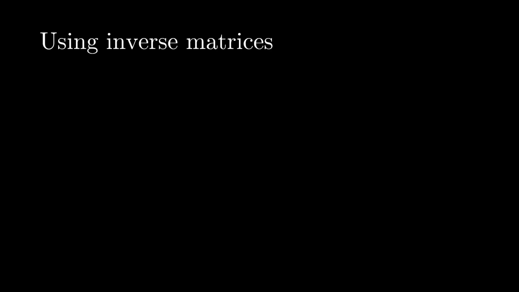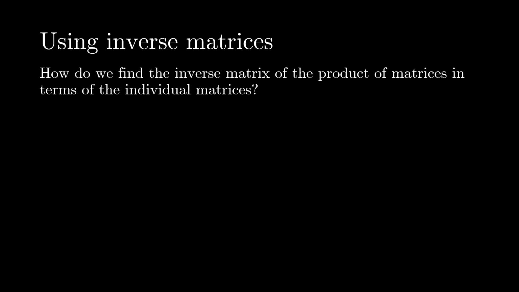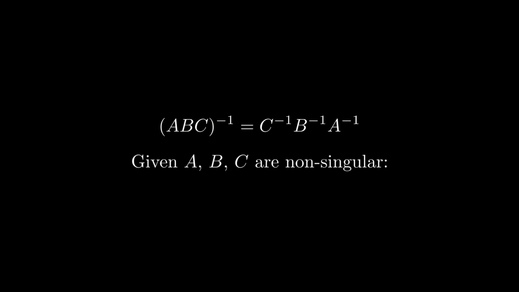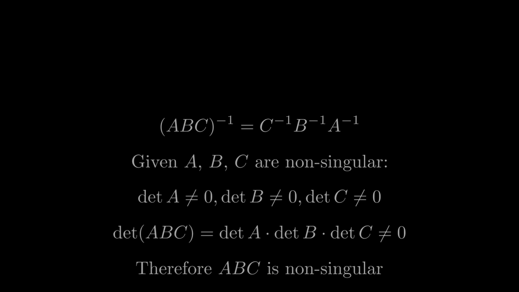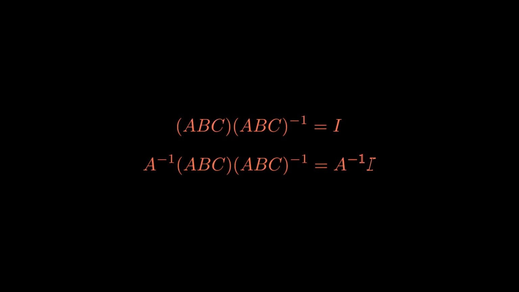Now, let's consider some uses of the inverse matrix. How would we find the inverse matrix of the product of matrices in terms of the individual matrices themselves? Let's define some matrices, A, B, and C. Here is the formula for the inverse of the multiplied matrices. But how do we prove this formula? Given that A, B, and C are non-singular, we can prove that the determinant of their product is also non-singular, using the rule that we covered in the earlier part of the video. And we can then prove this formula algebraically.